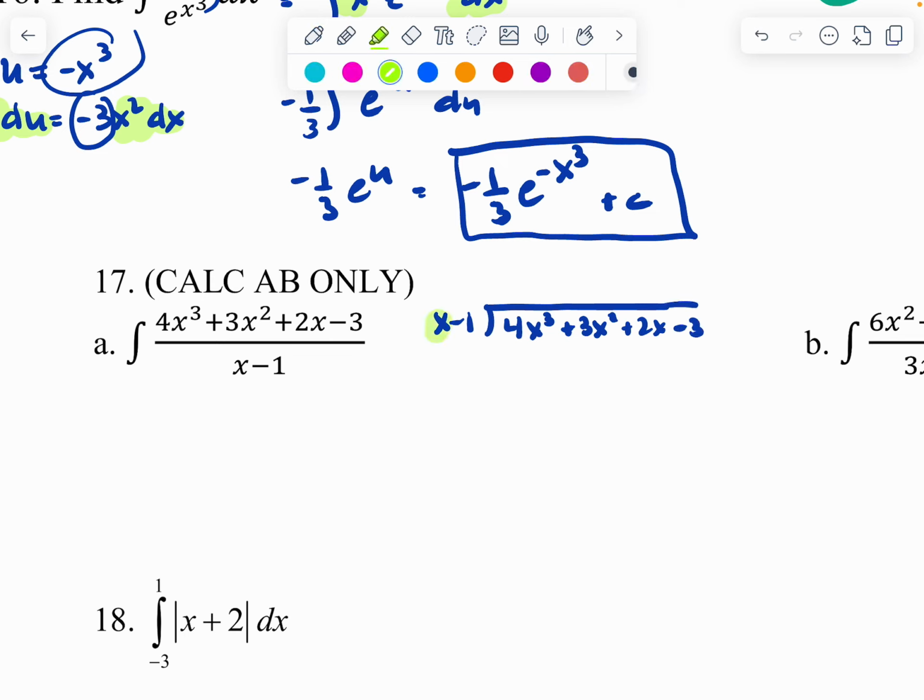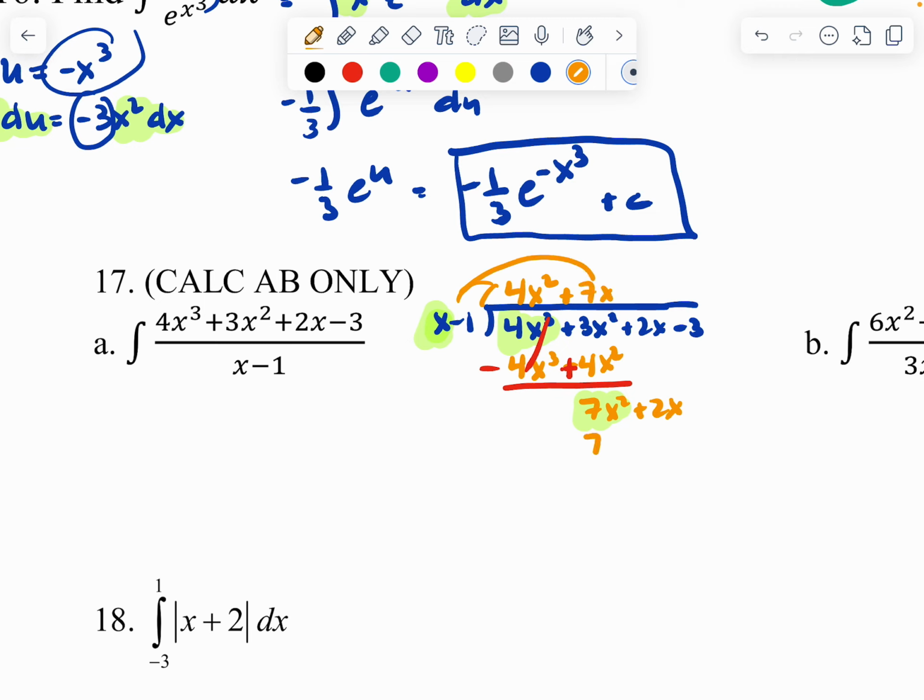So x goes into 4x cubed. Let's try that again. It goes in there 4x squared times. If you multiply that, you're going to get 4x cubed minus 4x squared. And then you guys remember, you're going to draw the line and change both signs, right? So these cancel out, and you are going to be left with 7x squared plus 2x. And then we're going to do it again. So this time, x goes into 7x squared 7x times.